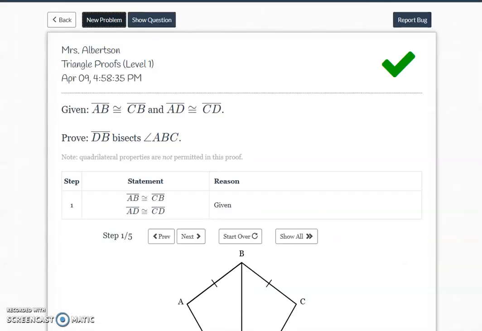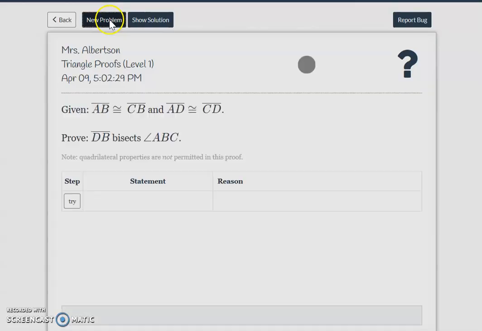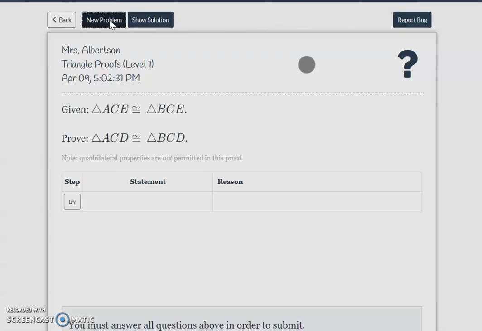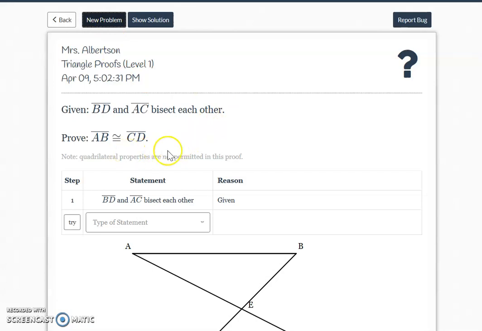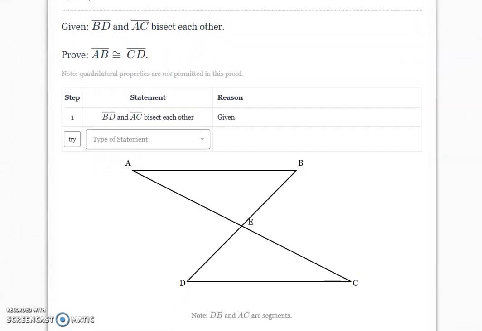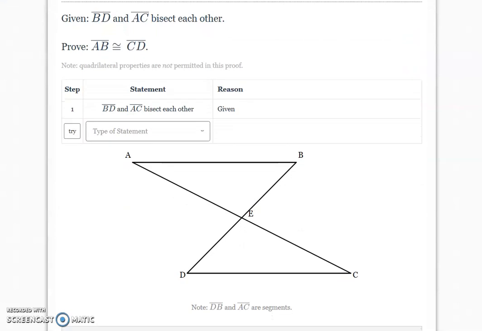Yes, and we got it. All right, let's look for another one. Nope, because we want a prove statement that doesn't have the triangles on it. All right, so this one, let's take a look here. Okay, so here's our picture.